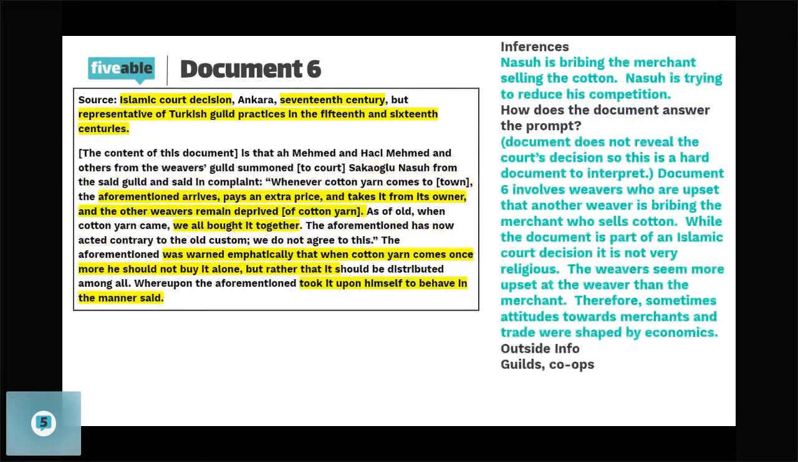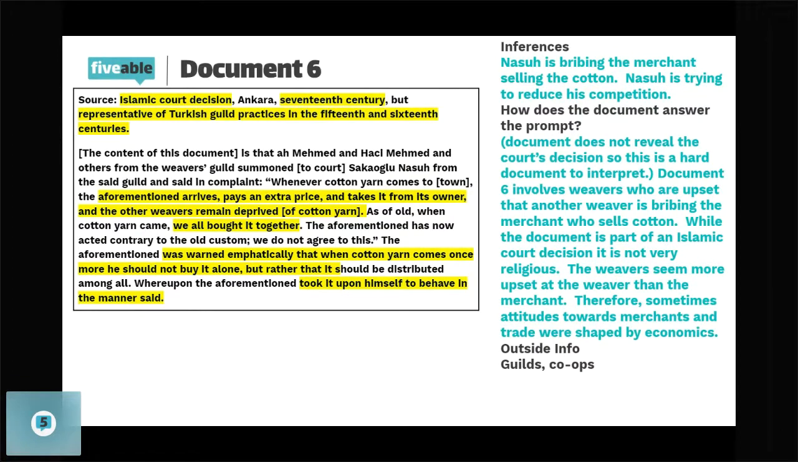Inferences, I think Nasu is bribing the merchant selling the cotton, right? Because the merchant's got to keep coming to the city and those other weavers are going to be mad at him. He's paying extra. If you're paying extra, that sounds like a bribe, right? Nasu is trying to reduce competition, obviously, right? They don't have anything to weave. So you could maybe add those sentences in your paragraph.